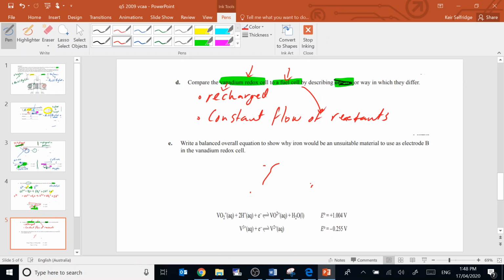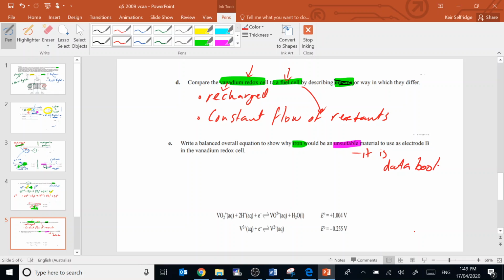Now, if I remember correctly, the actual question that came in was particularly about E. I did spend some time doing the other stuff. It says, write a balanced overall equation to show why iron would be unsuitable. So what's really interesting here is they're not asking you to tell me if it will be unsuitable. They're telling me it is. You don't have to try and know that it's going to be a bad one. You have to try and show how it is. And that's always a clue that you're going to be using the data book.